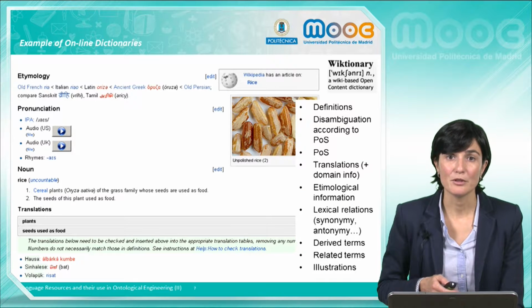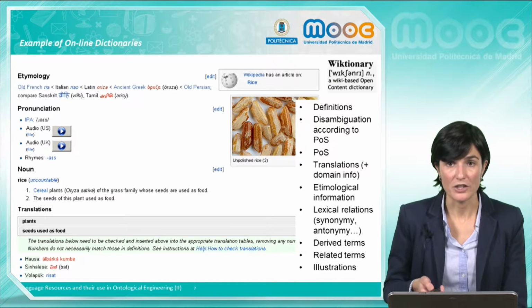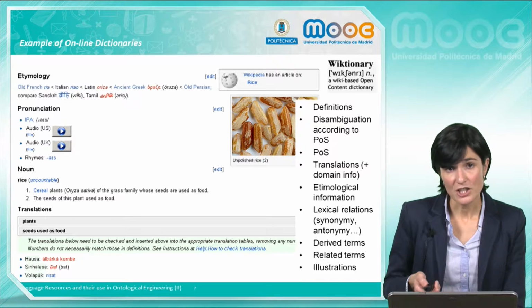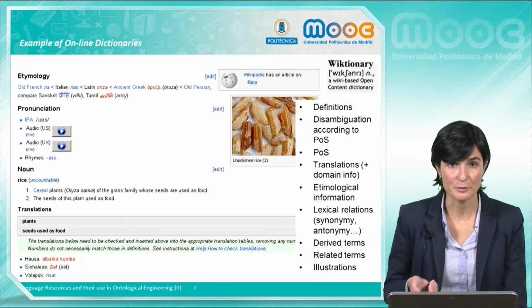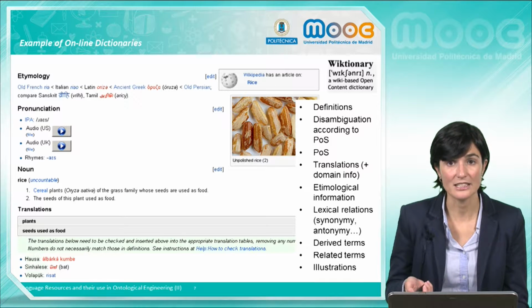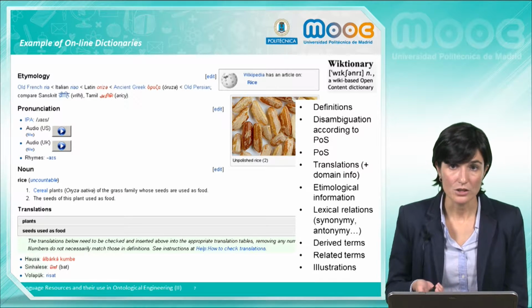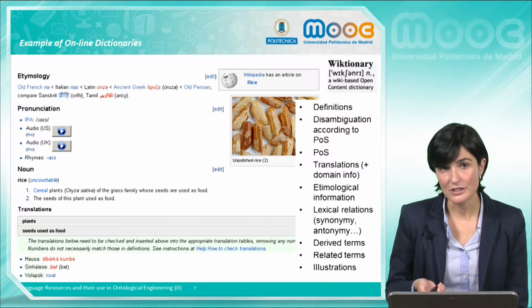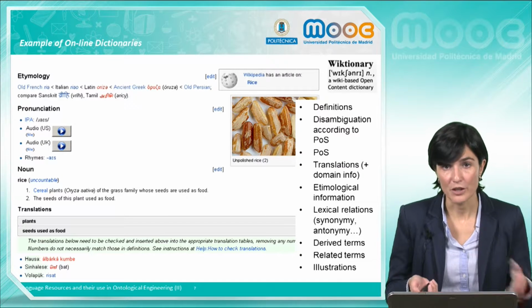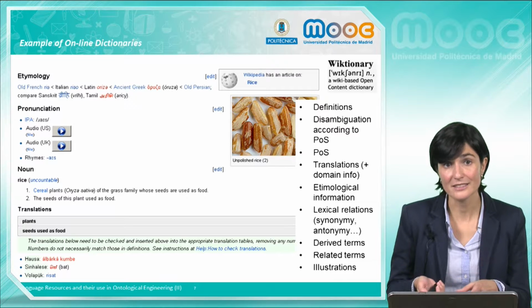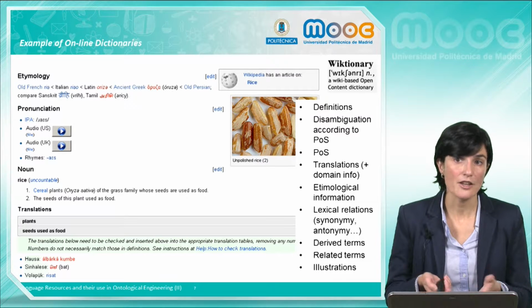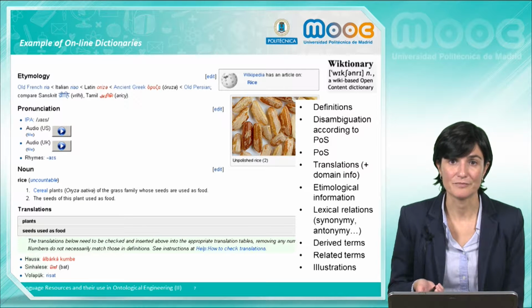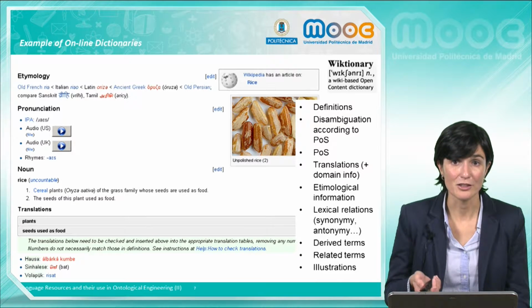Next, we have an example of an online dictionary, Wiktionary. In this dictionary, and in dictionaries in general, we find definitions of words, part of speech information, grammatical categories, disambiguation according to part of speech, translations, etymological information about the origin of the word, phonetics, about the pronunciation of the words, synonymous words, and other types of lexical relations, illustrations also, etc.